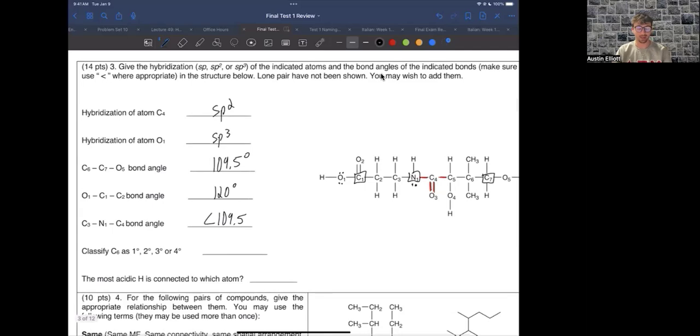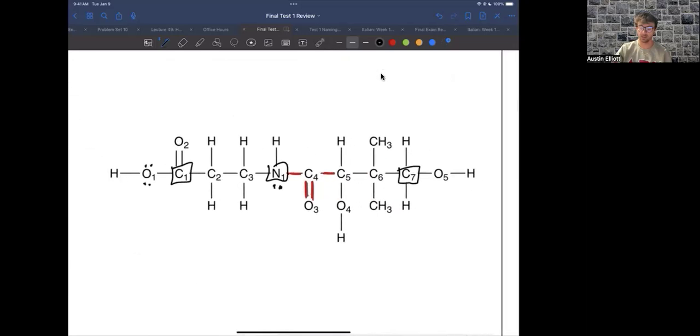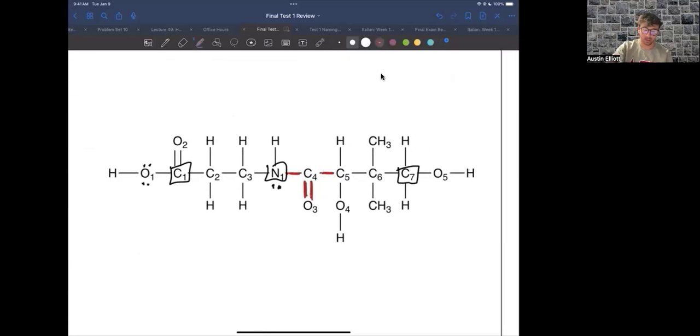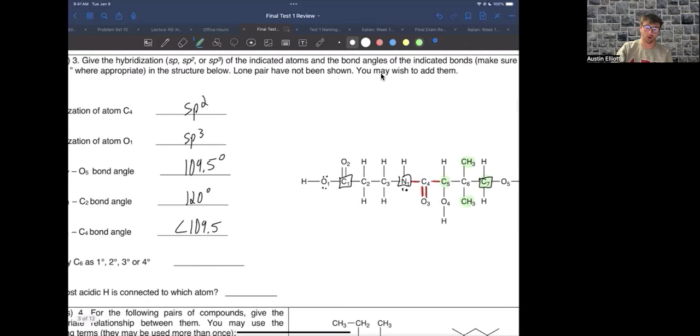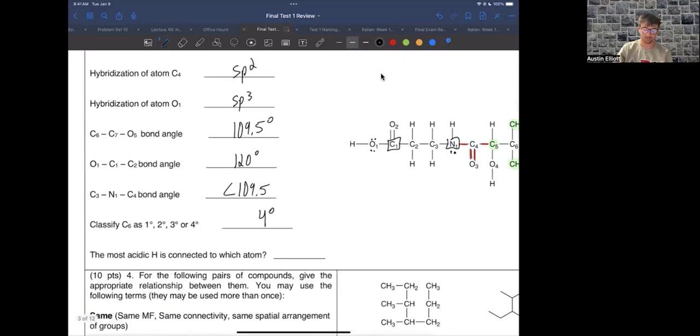Next, we are looking at our classifications of carbon. We practiced a lot with this all semester, so you should be pretty good at this by now. If we look at C6, highlighted in green, it is bonded to this carbon, this carbon, this carbon, and that carbon. So C6 has 4 carbon connections, making it a 4° carbon.